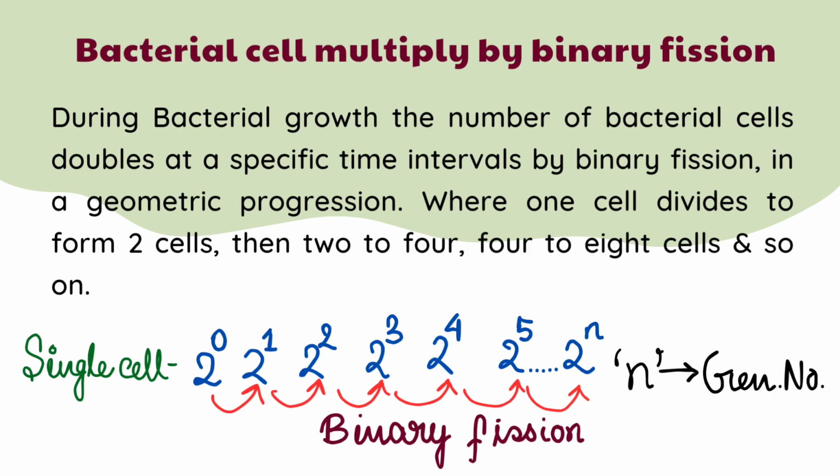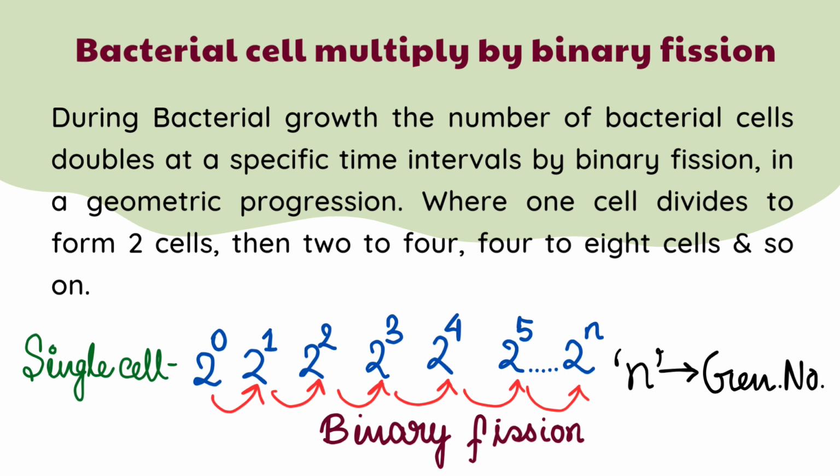Now the question is how bacterial cells multiply. Bacteria multiply by a process called binary fission. That's a process where the cell elongates, replicates its own DNA, divides, and passes a copy of its DNA to the divided half of the cell. Binary fission takes place at a specific time interval called generation time or doubling time.